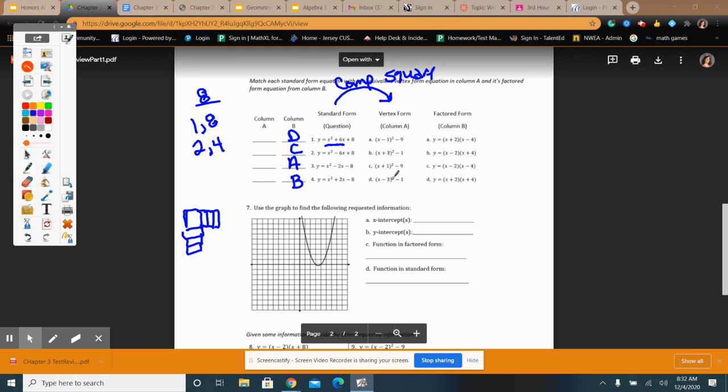Well, there's only one that has a plus 3, so you really don't even need to finish. So this is going to be B. But if you did want to finish, it would be an x plus 3 squared, and that would put a 9 in the corner, but I had to get to 8, which is why I subtract the 1.